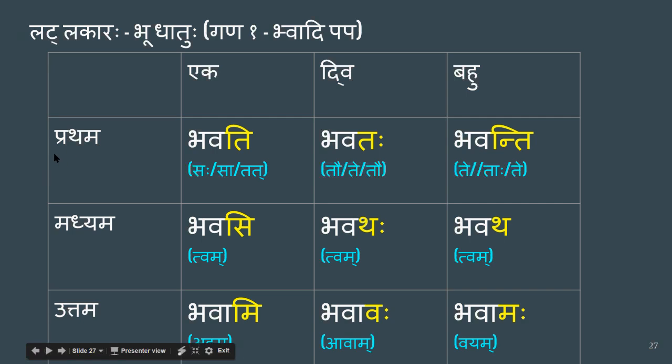So here we go. The first one, lat lakare. We already know what lat lakare is. Lat lakare means present, Vartamanakala. So we'll start with Vartamana. In all the lakaras, there is only one lakara which indicates Vartamanakala. For Bhutakala there are two lakaras, and for Bhavishyatkala there are two lakaras. But for Vartamana, there is one lakara called Lat Lakara.